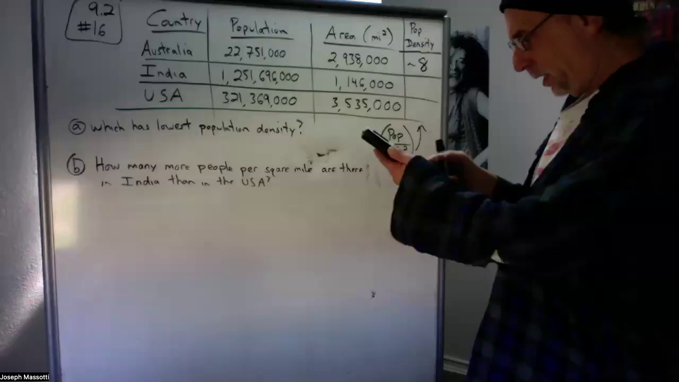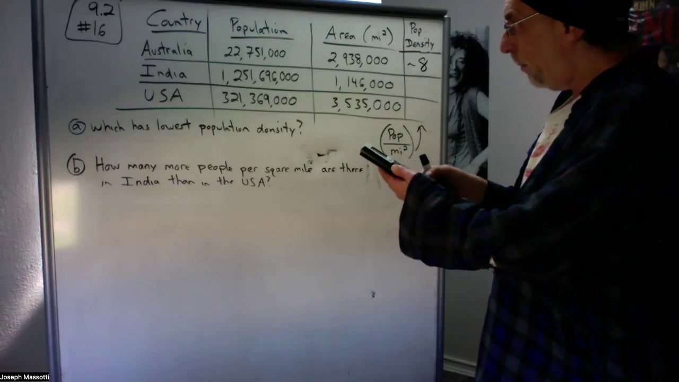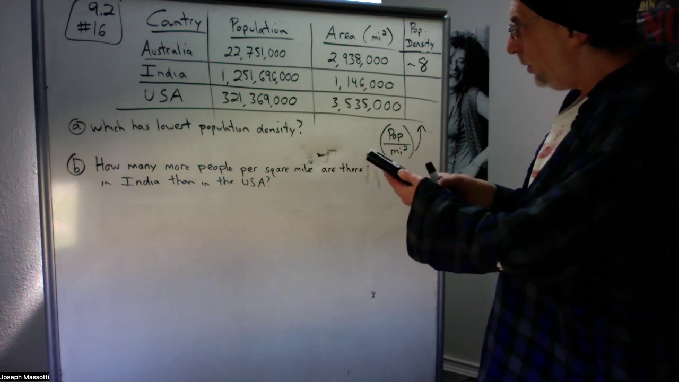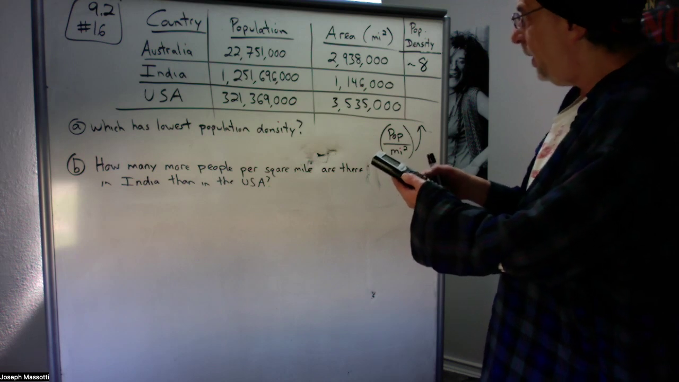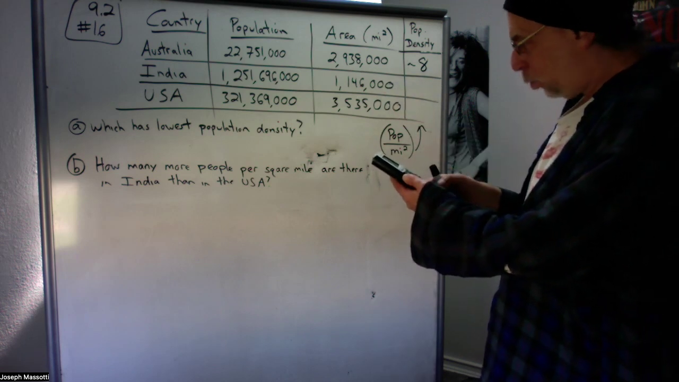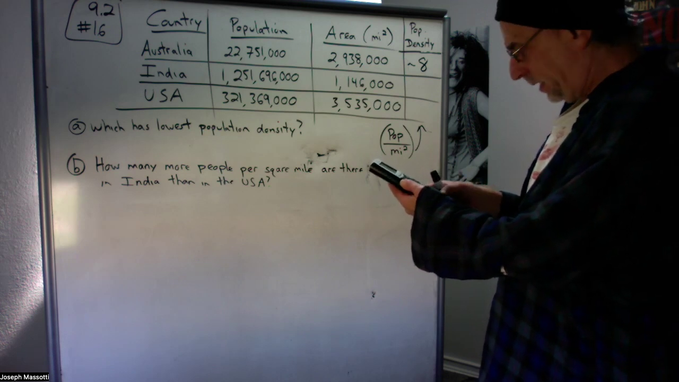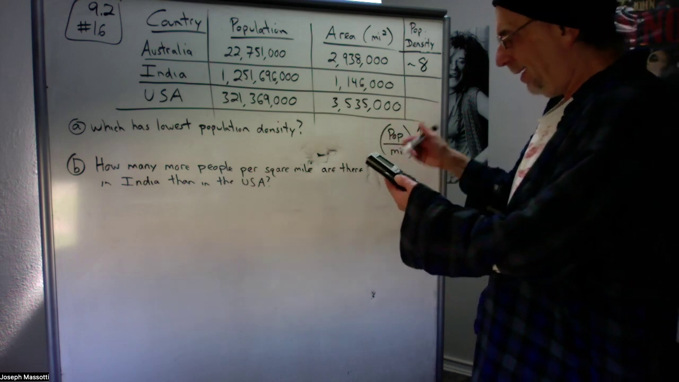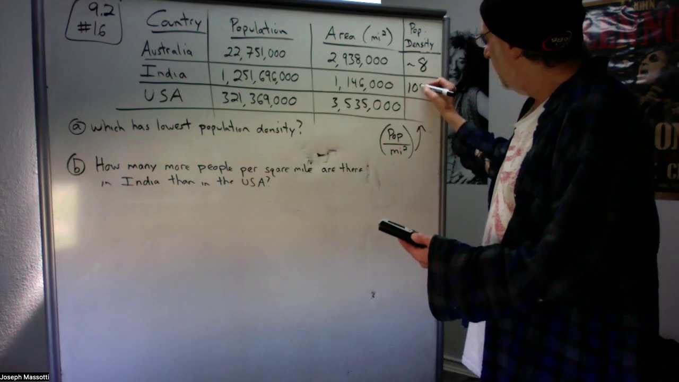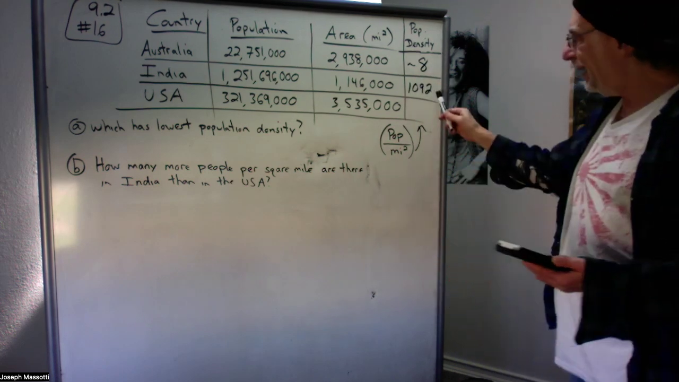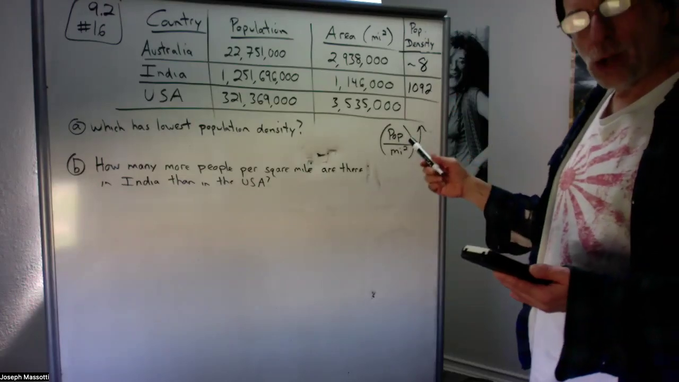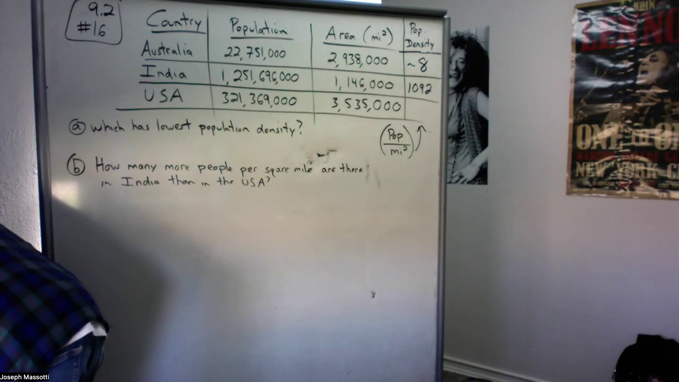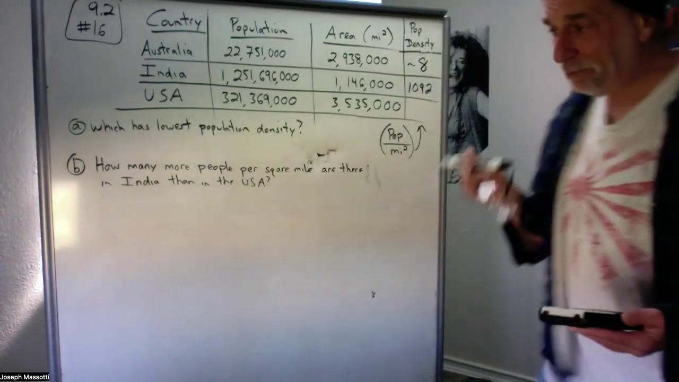As compared to India, we're going to expect to get a much larger number here. 1,251,696,000 people divided by the area of 1,146,000, and rounded to the nearest whole number is 1,092. So India is quite a bit more crowded than Australia. 1,092, that is a lot of people per square mile.